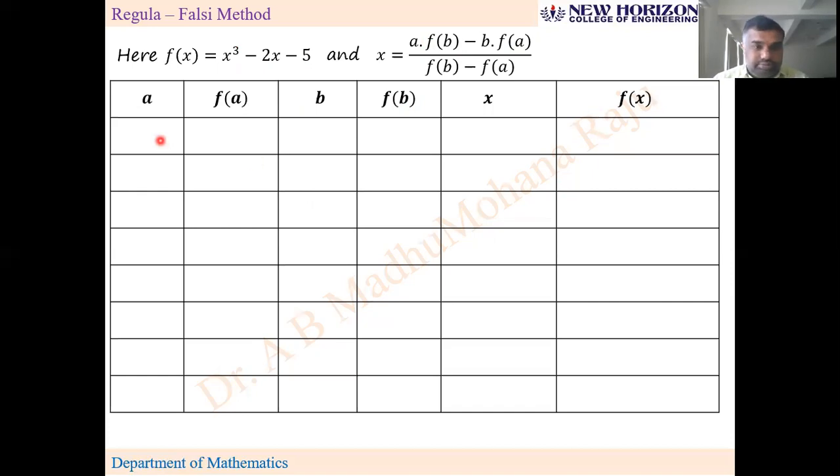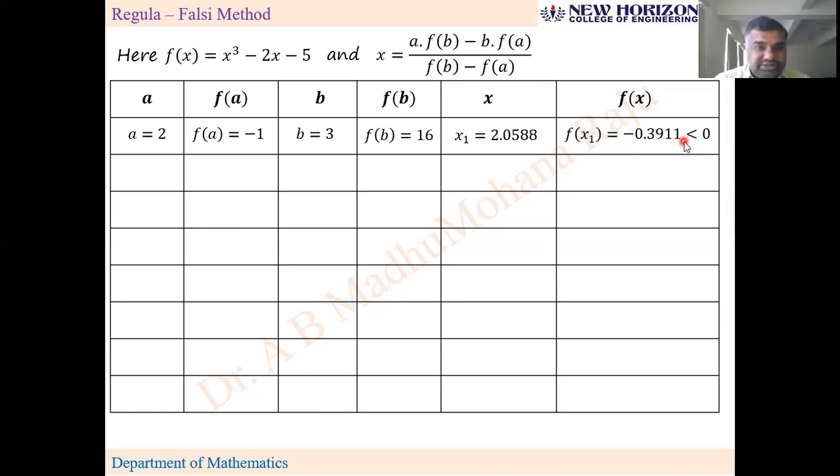First, a equal to 2, f of a value already calculated, b is equal to 3, f of b already calculated, 16. Now use these four values in the above formula and calculate x. We will note it down as x1, the first approximate value, 2.0588. Substitute this value in the function, calculate f of x and decide the sign also. f of x1 is less than 0.